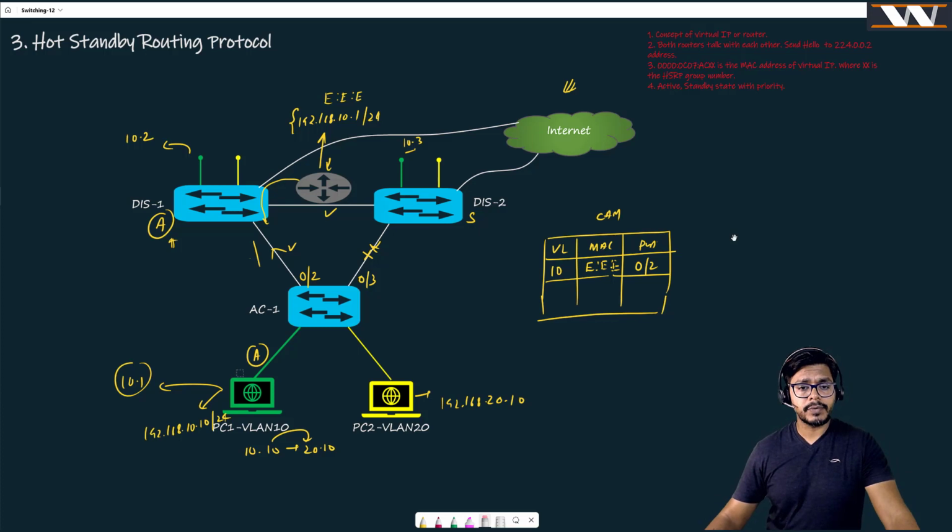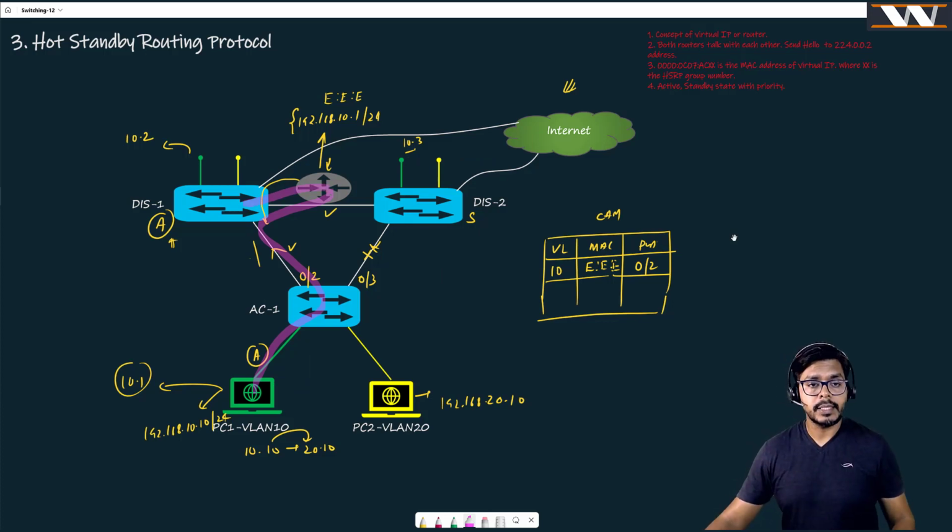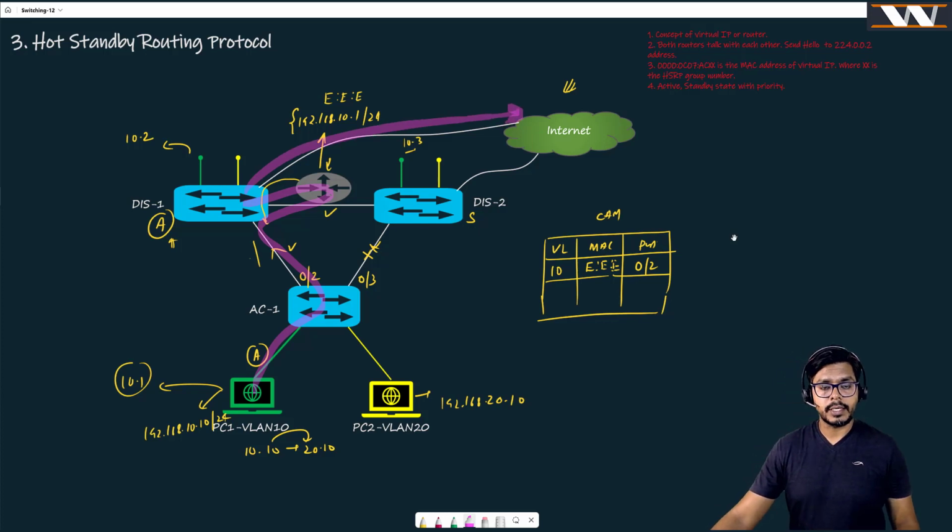And if this PC wants to go towards the internet or the PC in VLAN 20, it is going like this for sure. The traffic first comes to the virtual router. The virtual router is a property of the distribution switch. Then it is going out towards the internet. There is no doubt about it. Easy.